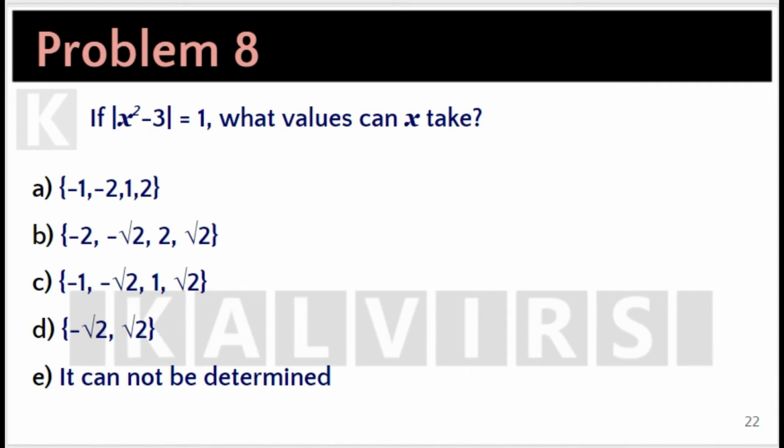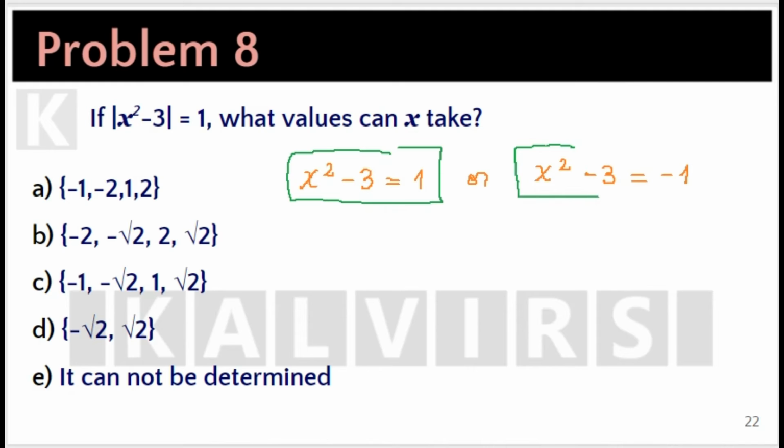If the absolute value of x squared minus 3 is 1, what values can x take? So, here you have to consider two possibilities. Either x squared minus 3 equals 1 or x squared minus 3 equals negative 1. Solving both equations will lead you to the set of values x can take. Notice that both of them are quadratic equations. Therefore, there must be 4 values for x.